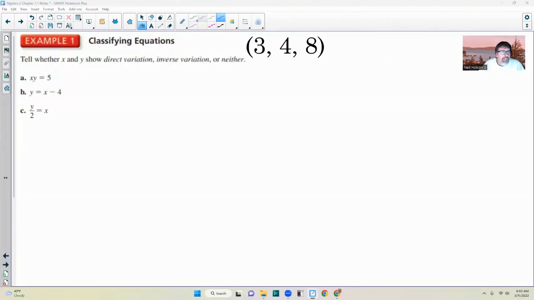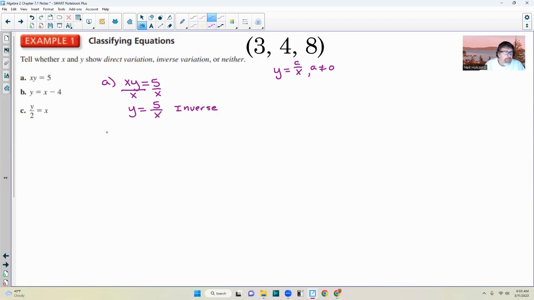Okay, example 1, classifying equations. It says to tell whether x and y show a direct variation, an inverse variation, or neither. So A, x times y equals 5. What you want to do is solve for y. So I'm going to divide both sides by x. These cancel, and I get y by itself equals 5 over x. And remember, it's y equals a over x, where a cannot equal 0. Well, a is 5, so this is an inverse relation.